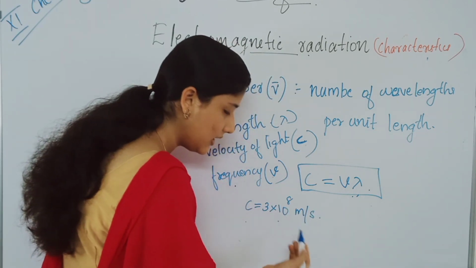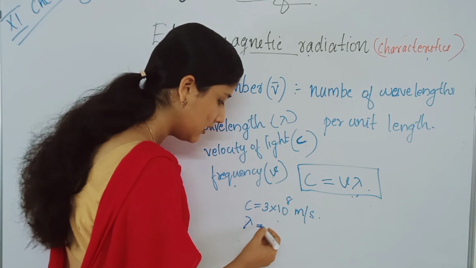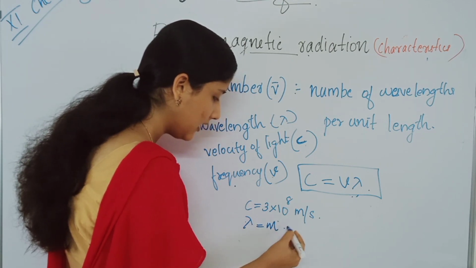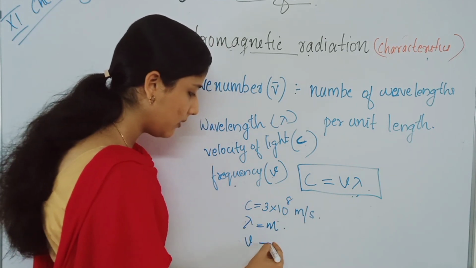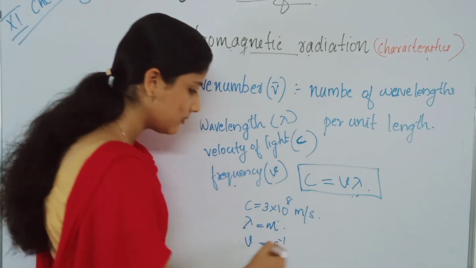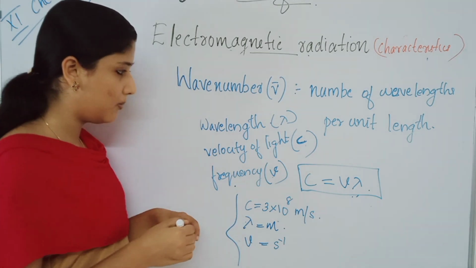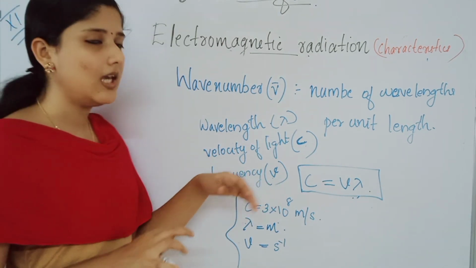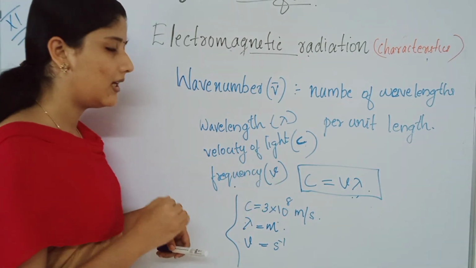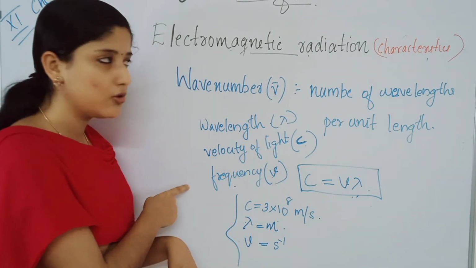Velocity of light c is equal to 3 × 10^8 meter per second. λ is denoted in meter, and frequency is denoted by second inverse. These are the units of these three components. Remember the equation c = νλ is an equation connecting wavelength, velocity of light, and also frequency.